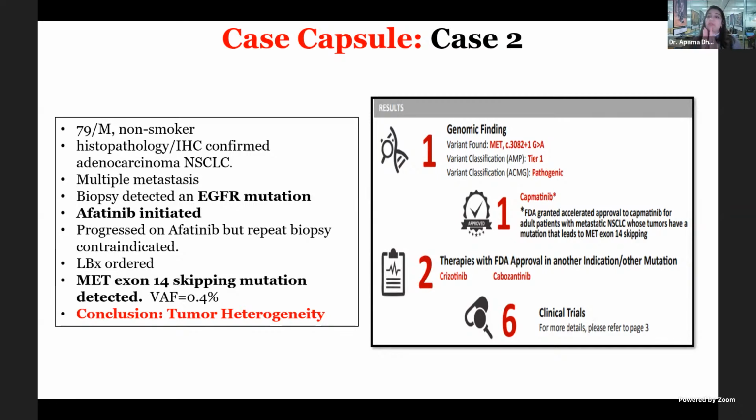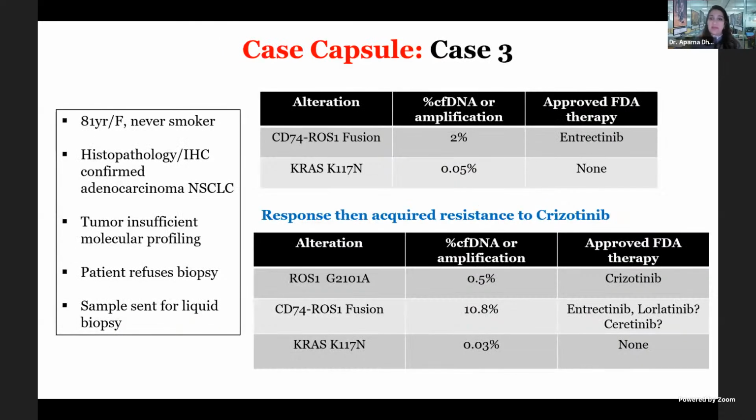In liquid biopsies, because the depth of coverage is around 15,000 to 20,000x, when you increase the depth of coverage, you're increasing the sensitivity and specificity, especially for calling out these really, really small mutations. And obviously, due to tumor heterogeneity, you're not going to pick up something at 0.4% VAF on a tissue. And this patient was started on capmatinib.